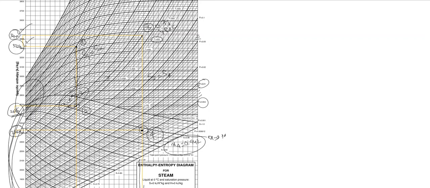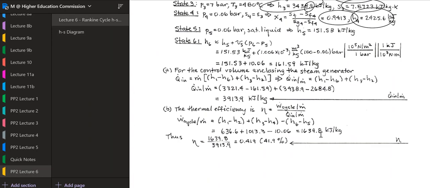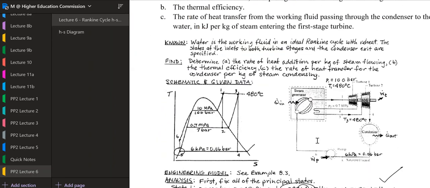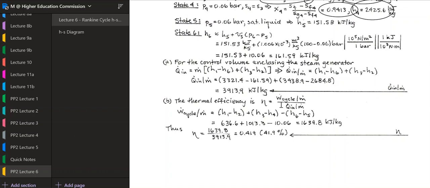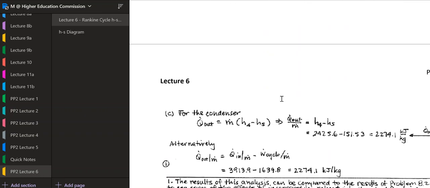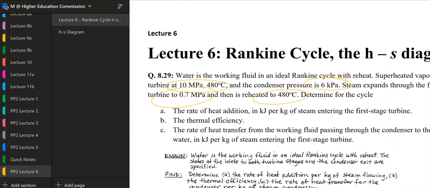Now, I hope you understand the whole question. The other part is quite simple. You can solve it from the same notes. But yes, it was the lecture about the use of the HS diagram, or what we call the Mollier diagram.